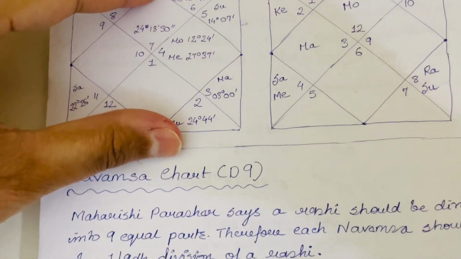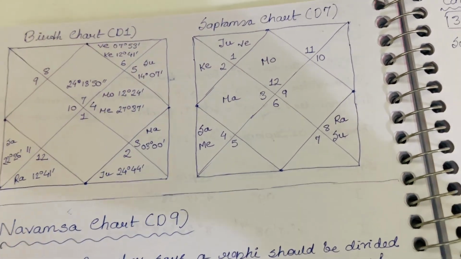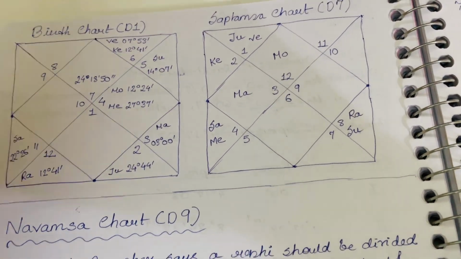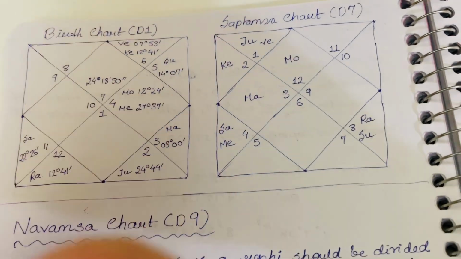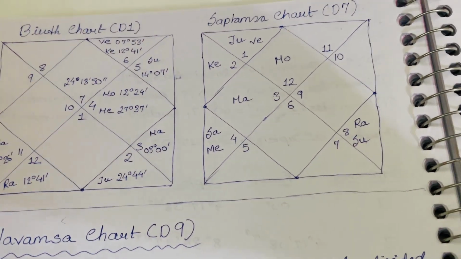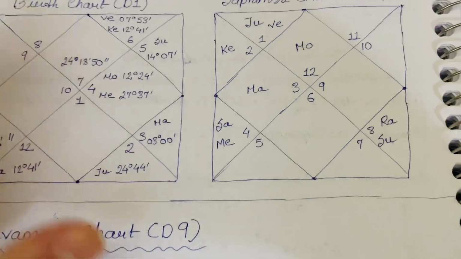So this is the birth chart. The Saptamsha chart will be exact. All the Varga charts except the Hora chart will be of the same format. That is, it will consist of 12 houses, 12 bhavas. Now let's come to the creation of the Saptamsha chart.